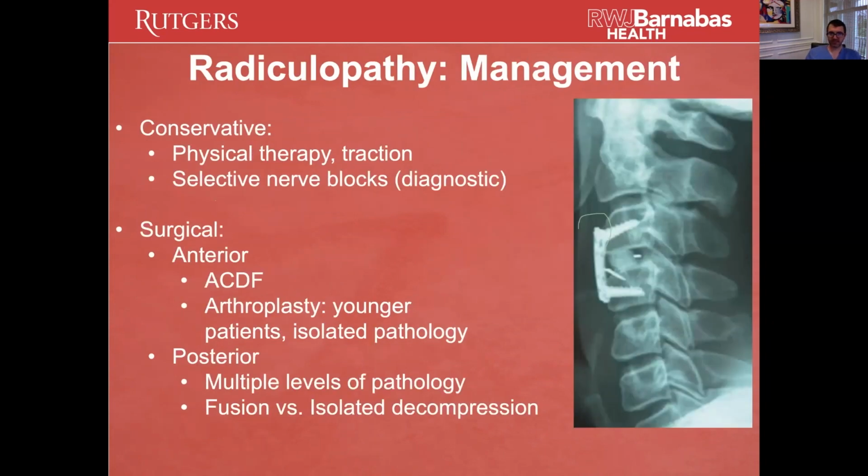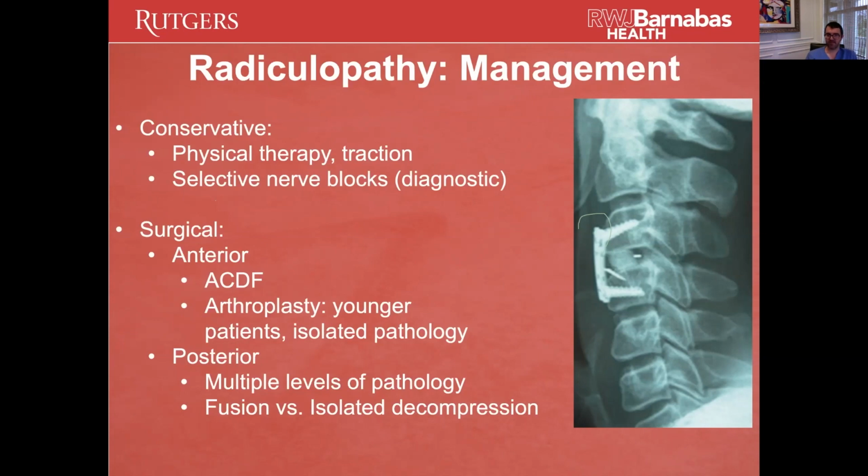So how do we manage this? The conservative options are physical therapy, traction, because if people do these physical therapy sessions where they actually put traction under their jaw and distract here. And what that does is open up the neuroforamina. Selective nerve blocks, just like with the lumbar spine, are helpful to diagnose the exact area that's a problem. If the problem persists and conservative management fails, or if there's a profound neurological deficit that we really need to reverse, then we consider surgery.